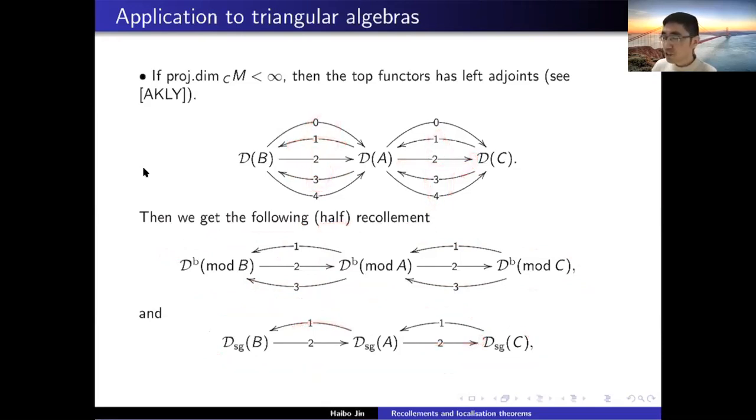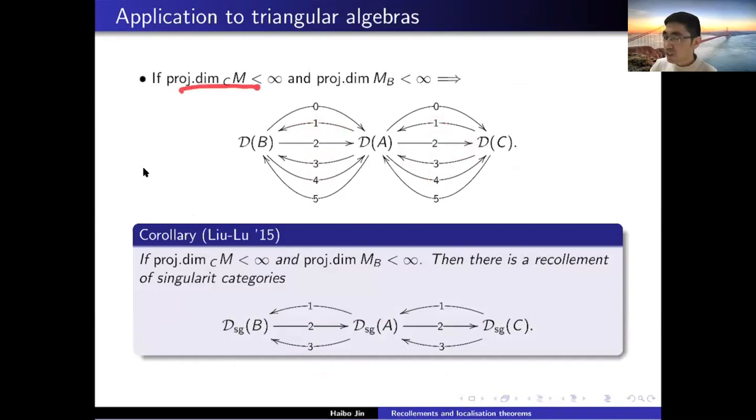And if you assume more, that M as a left C-module has finite projective dimension, and as a right B-module the projective dimension is also finite, then we have more functors. In this case, the functor 4 has a right adjoint labeled as 5. Then we have 1, 2, 3, 5. So we have six rows of functors. And then in this case, when you consider these four functors, then this 3 also restricts to the singularity category. So we get a recollement of singularity categories. It was studied by Liu five or six years ago.